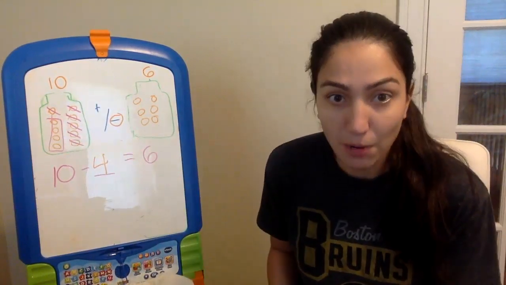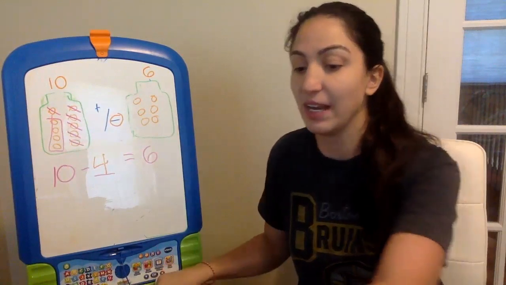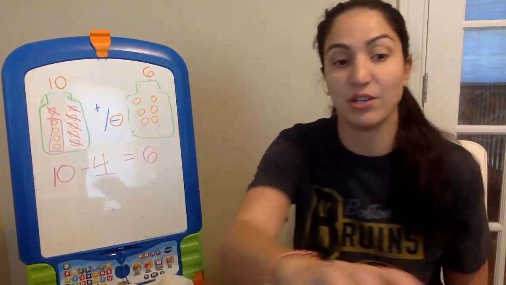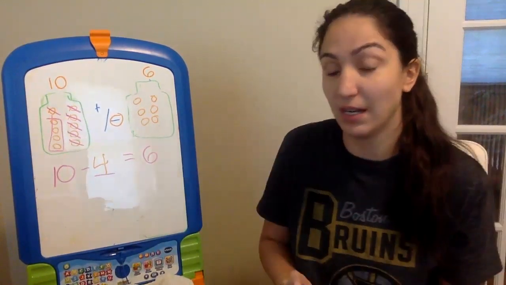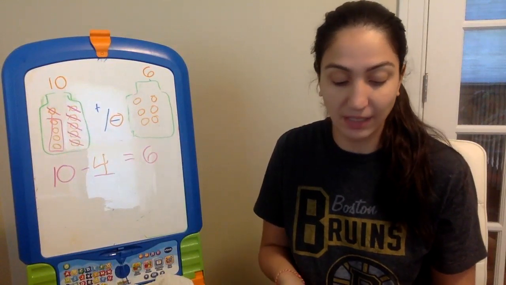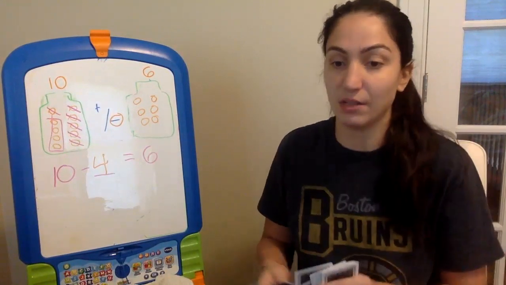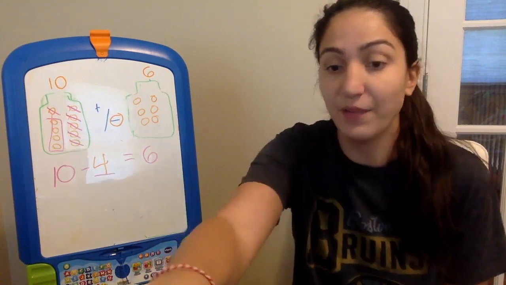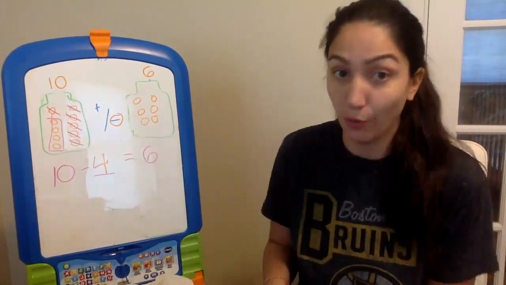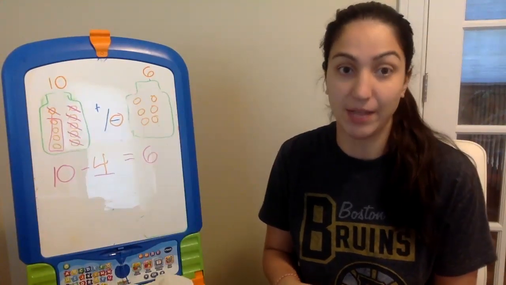So if you're at home, if you have a deck of cards, you can take out the face cards. Face cards are the jacks, the queens, the kings. I did leave aces in here. You can use an ace as a 1. If you don't have a deck of cards, remember you can always make your own, and that will fill some time for you too.